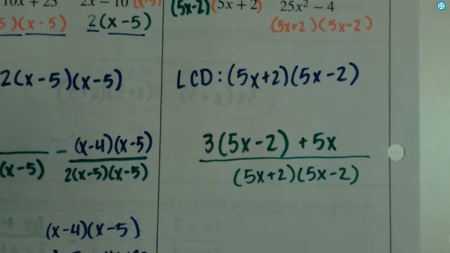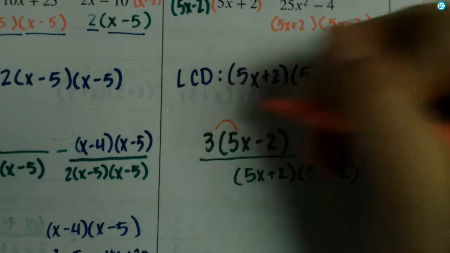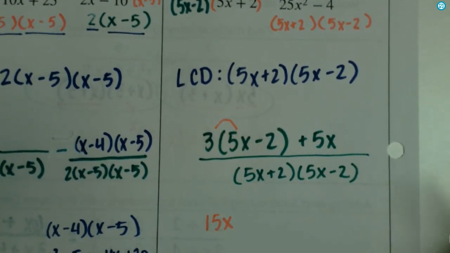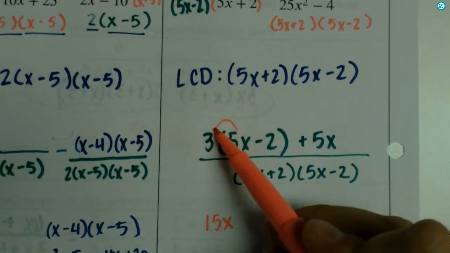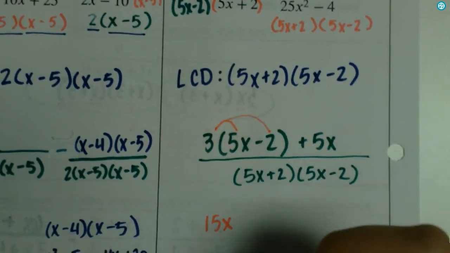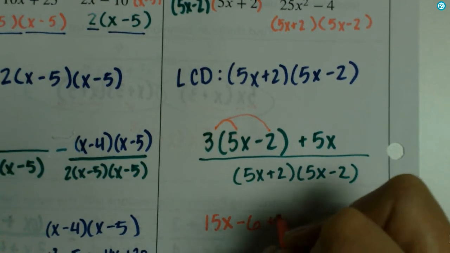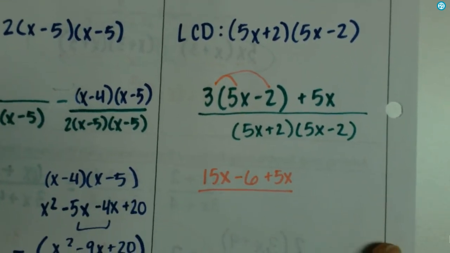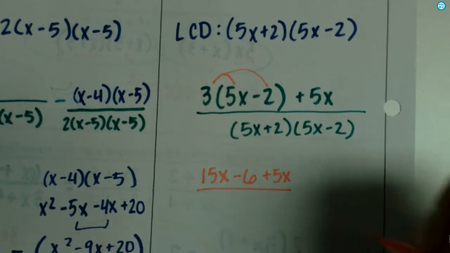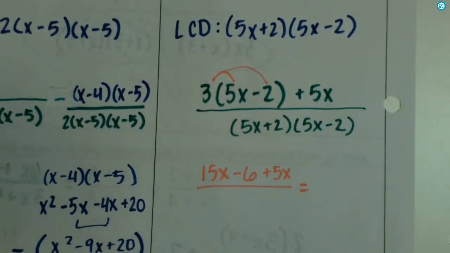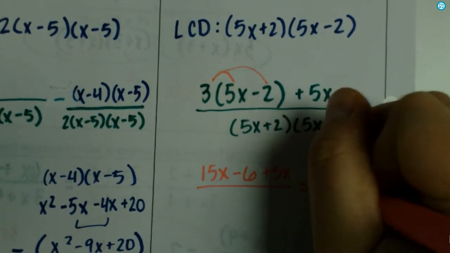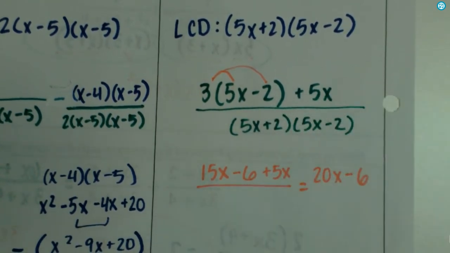From there, we need to distribute and combine like terms on the top to see if anything can combine. So 3 times 5x is 15x. 3 times negative 2 is minus 6. We still have our plus 5x. Combining that together, 15x plus 5x is 20x minus 6.